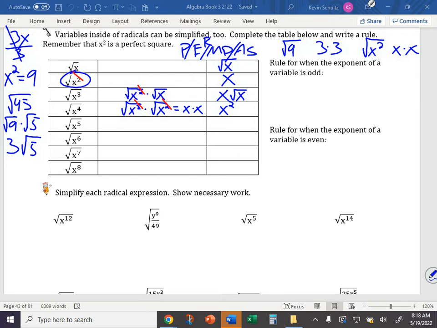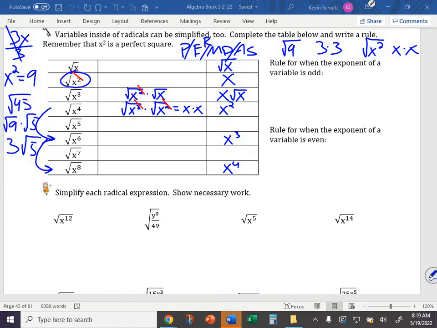So Max now wants to jump down to x to the sixth here. What times itself equals x to the sixth? X cubed. What times itself equals x to the eighth? X to the fourth. What can we say is true about any variable to an even power? Claire, go ahead. Say what you can say.